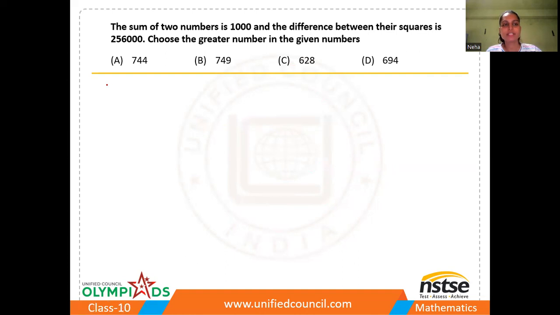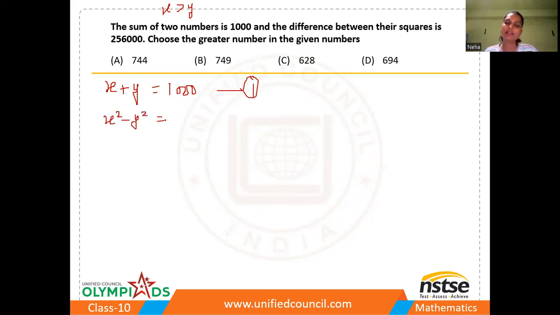So the first equation is the sum of two numbers. Let's suppose the two numbers are x and y and x is greater than y. X is greater. So x plus y is given equal to 1000. This is equation number 1, and the difference of their squares, that means x square minus y square.